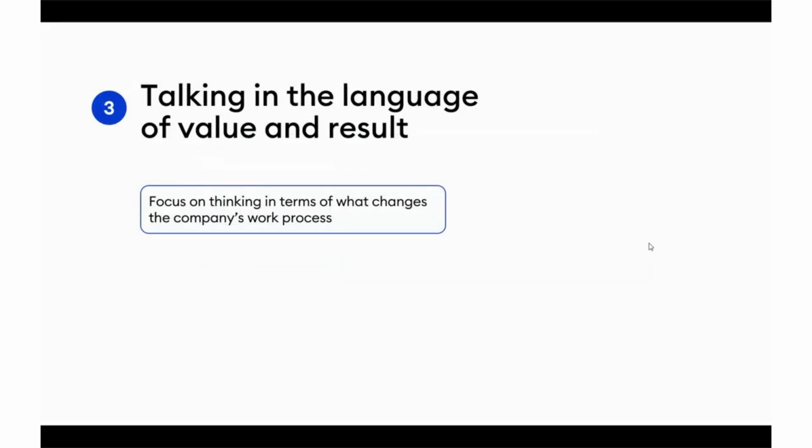So the third sign is talking in the language of value and result. Sometimes clients ask to create a course because they want it or it's urgent. But as a rule, such courses don't change anything in the business process and don't bring any additional value to you and your business. So focus on thinking in terms of what changes the company's work process. You always need to think about this first too.